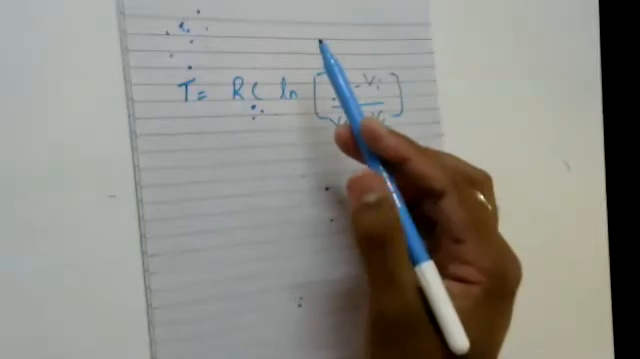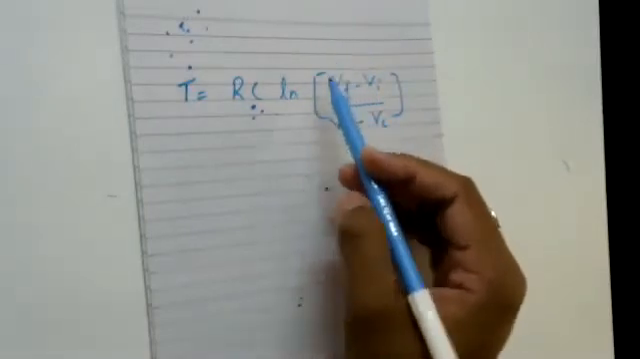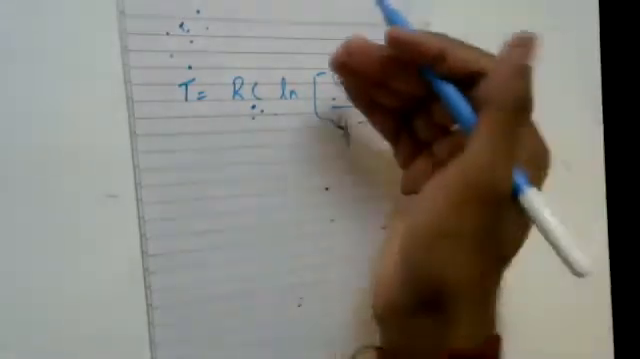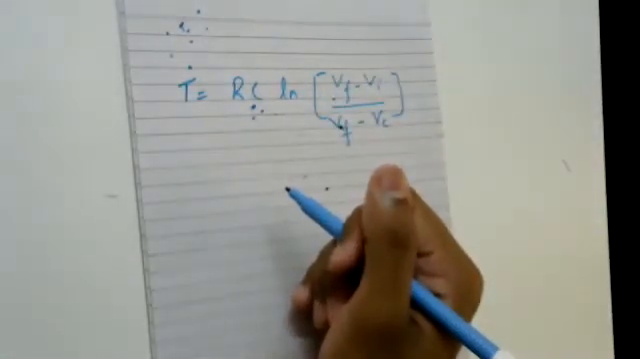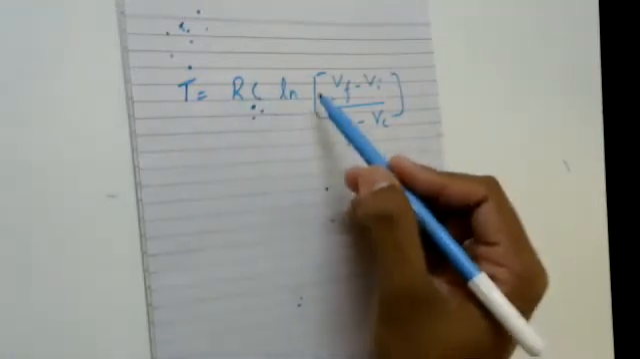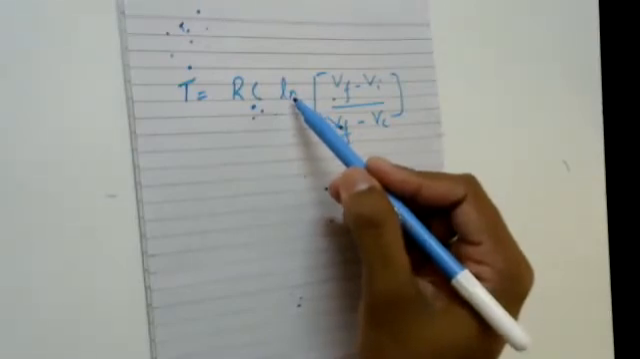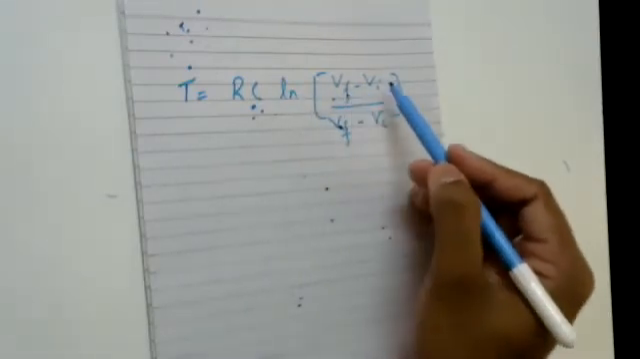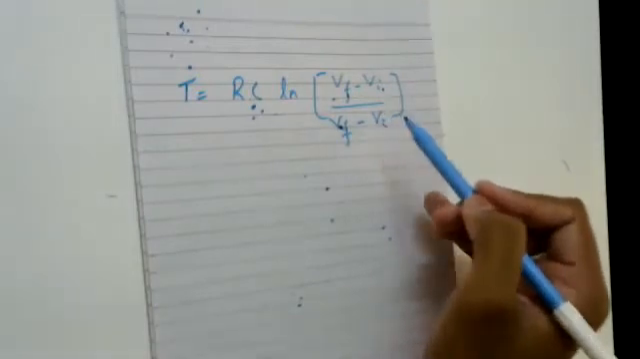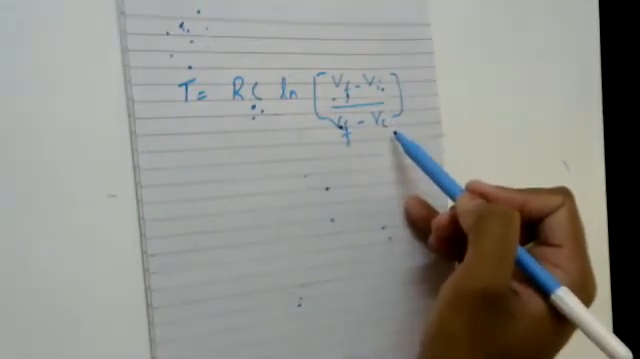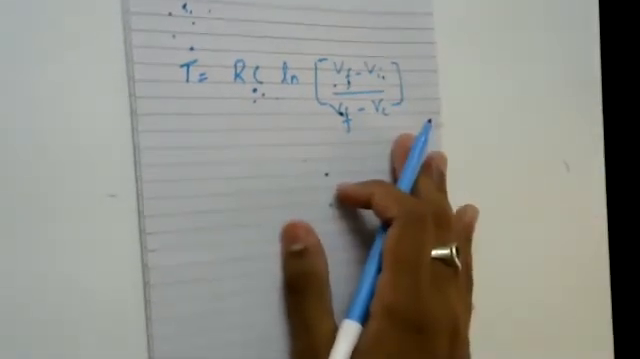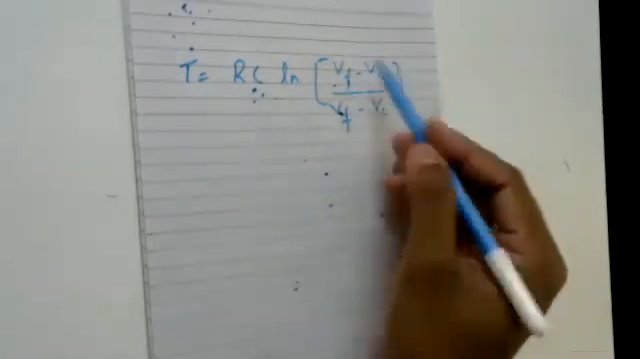How this equation has come, we are not going to discuss. It's a standard equation which is used for a 555 timer. Using this equation, we will derive the equations for on time and off time. So T equals R into C natural log of final voltage minus initial voltage divided by final voltage minus the voltage across the capacitor. Now first we'll define what these voltages are.